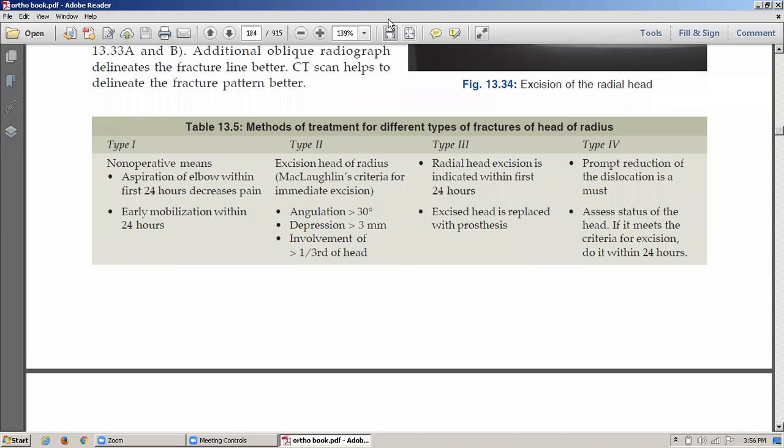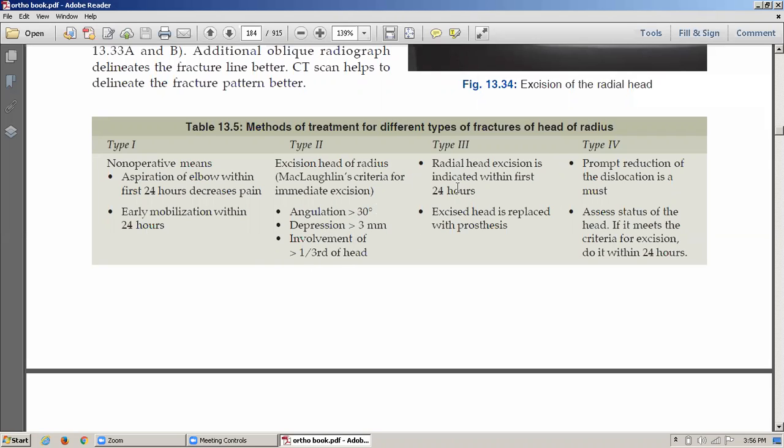Then the method of treatment for the different types of fractures of the head of the radius. Type 1 is non-operative, meaning aspiration of the elbow within the first 24 hours, which decreases the pain, and early mobilization within 24 hours. Then type 2 needs excision of the head of the radius if angulation is more than 30 degrees, displacement is more than 3 mm, or there is involvement of more than one third of the head.